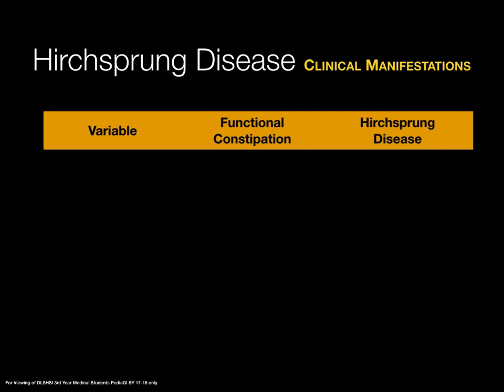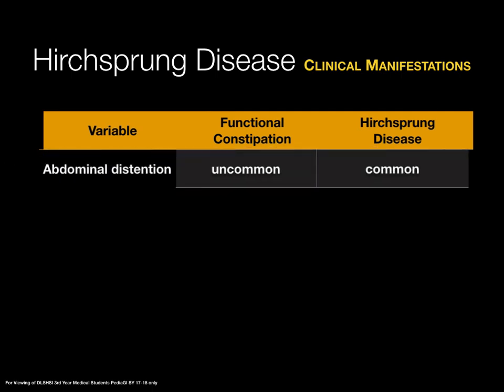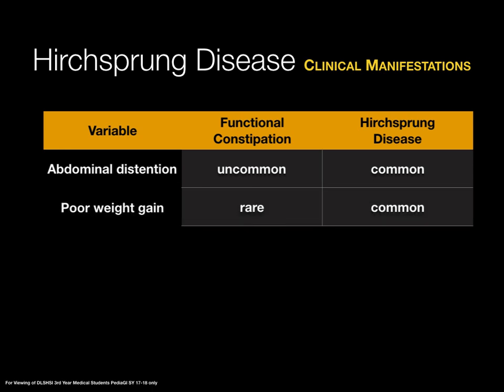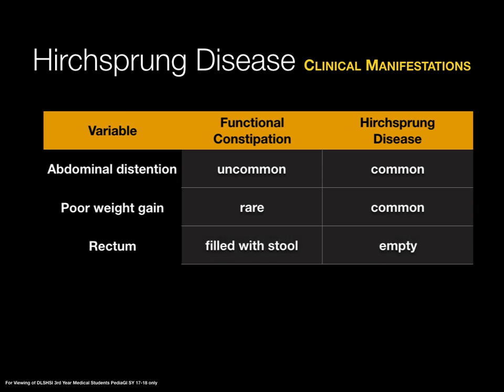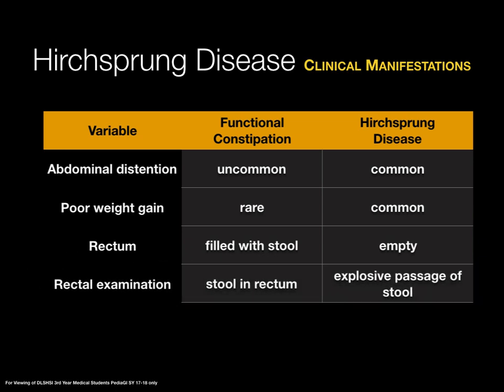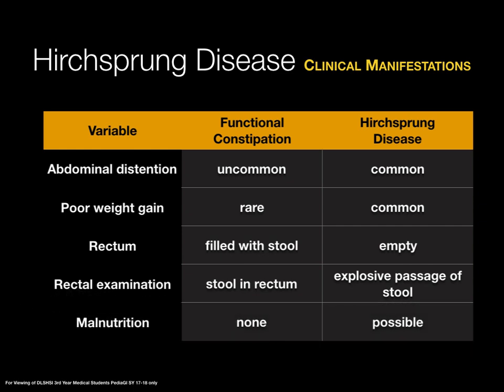For the physical exam, abdominal distension is common for Hirschsprung disease, as well as poor weight gain. The rectum is empty in Hirschsprung disease. Upon rectal examination, there can be explosive passage of stool after direct rectal exam. Malnutrition may be possible for Hirschsprung disease.